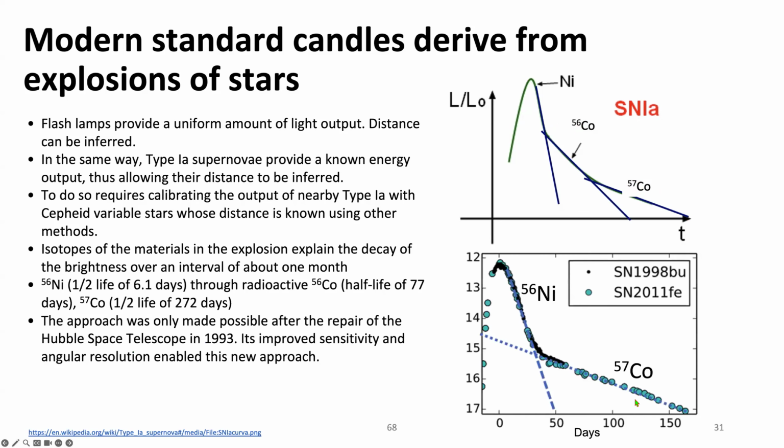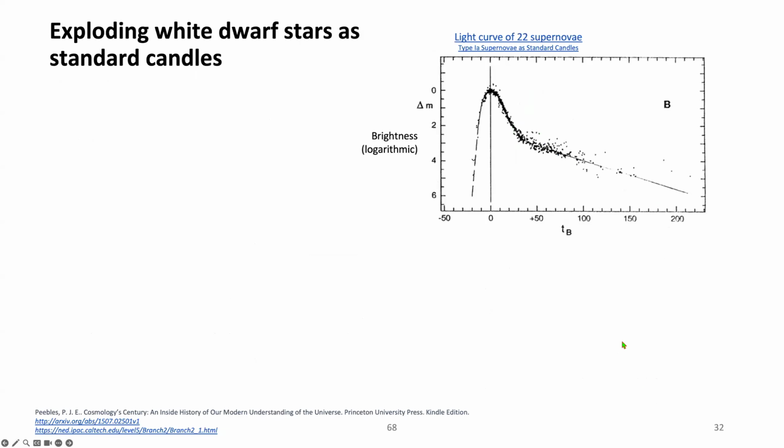And this takes about 150 days or so. So you have to be looking in the right place to see the explosion. And then you have to pick out the events that follow this kind of curve. And it's all about how nickel isotope 56 decays to cobalt 57.